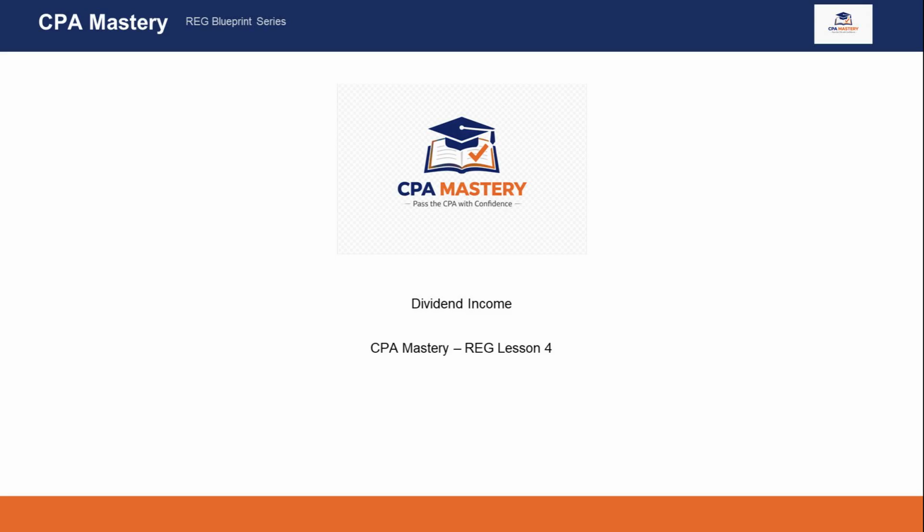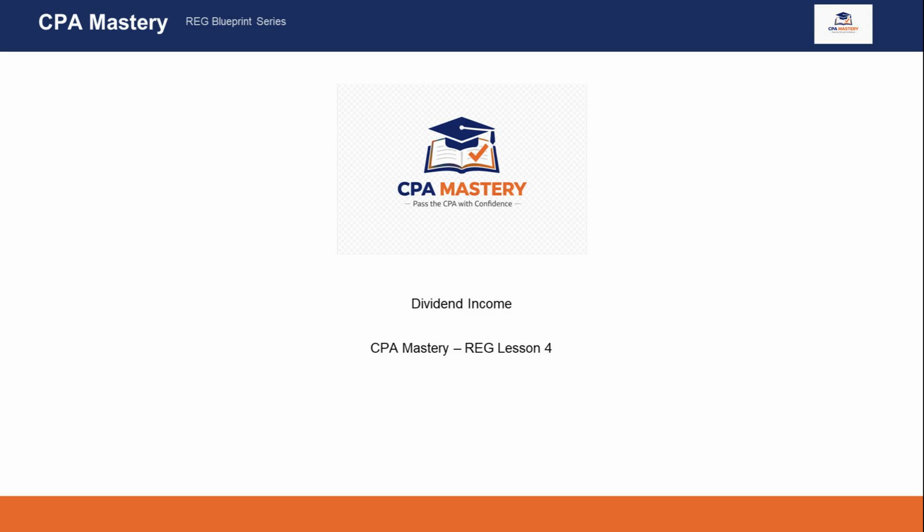In this lesson, we are focusing only on dividend income, which is another major category of investment income tested on the regulation section of the CPA exam. Dividends occur when corporations distribute profits to shareholders. Because shareholders receive an economic benefit, dividends are generally included in gross income. The most important concept in this lesson is the difference between ordinary dividends and qualified dividends. Both are included in gross income, but qualified dividends may receive lower tax rates.